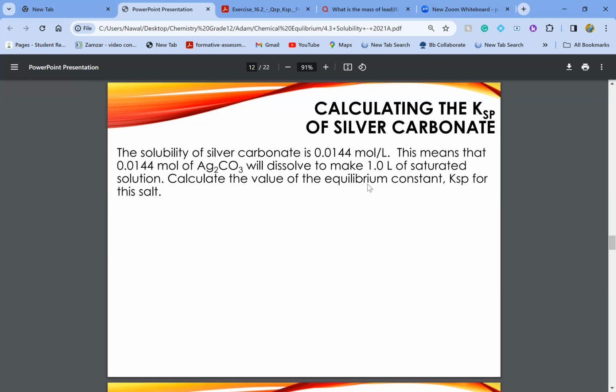The given is the solubility of silver carbonate. Okay, so try it by yourself. Give it a try. When we do something wrong, at least we will start to understand why we are going this way.